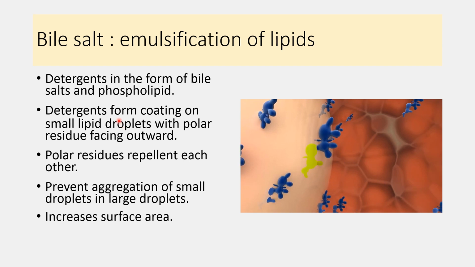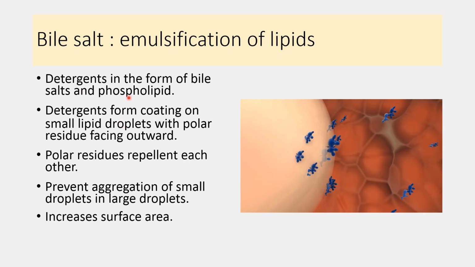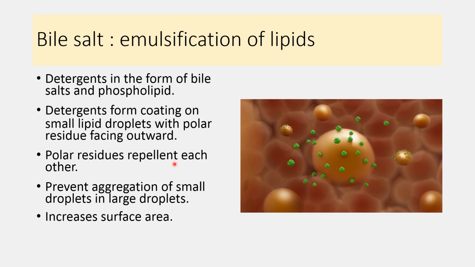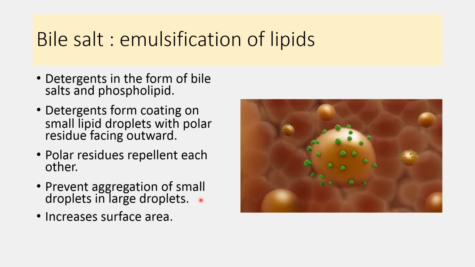Now this detergent, bile salt, as well as phospholipid, forms a coating on the small lipid droplets with the polar residue facing outward. The polar residues repel each other and prevent aggregation of the small lipid droplets into large lipid droplets, and in this manner it increases surface area. On this increased surface area, pancreatic lipase can act for the digestion of lipids.